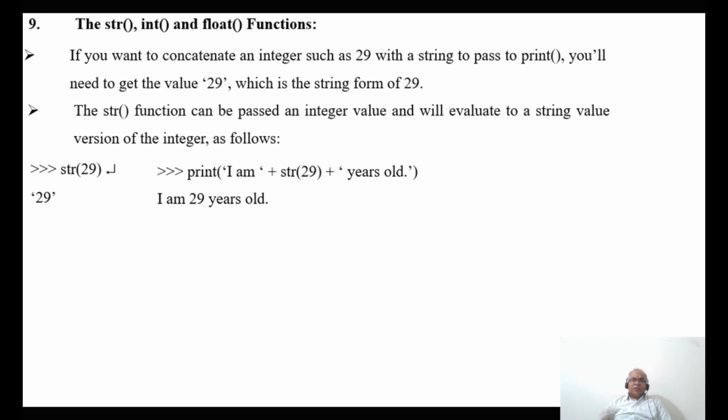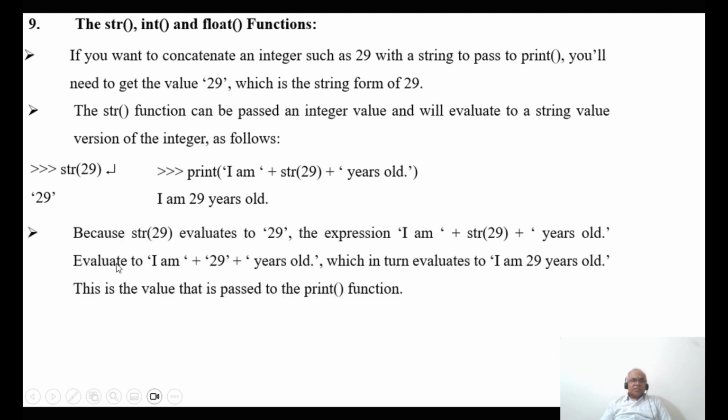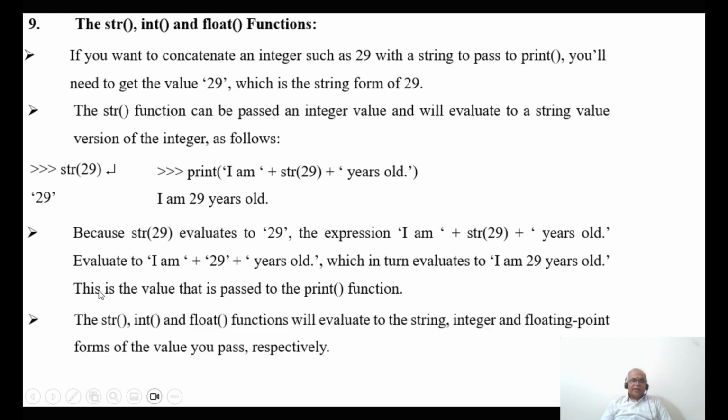Suppose I want to print "I am 29 years old." I am going to use print, "I am", give one space, plus str(29), because I am converting that integer into a string, 29 as a string, plus again within quotes give a space, "years old." I am 29 years old will be printed. Because str(29) evaluates to the string 29, the expression "I am " plus str(29) plus " years old" evaluates to "I am 29 years old". This is the value that is passed to the print function to get the following display.